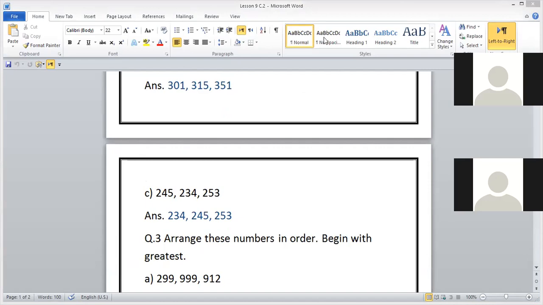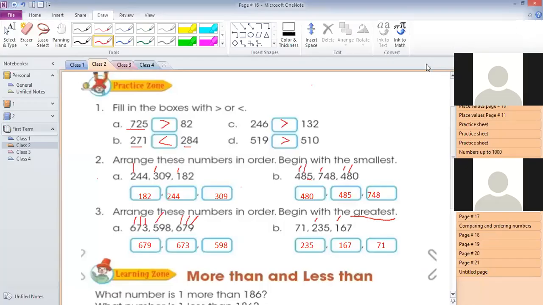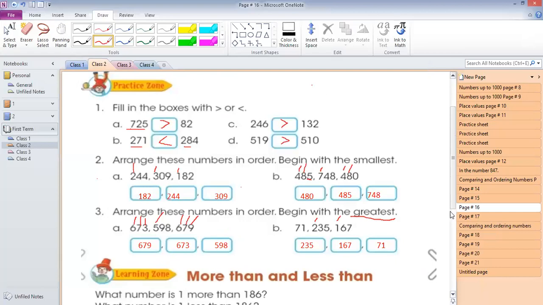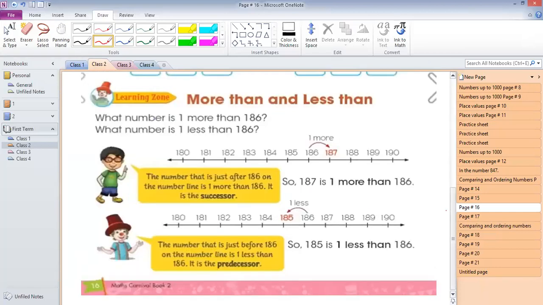So today we are going to start a new topic, guys. That is more than and less than. This is the topic name. More than and less than. Let's read the question, what the question is saying.